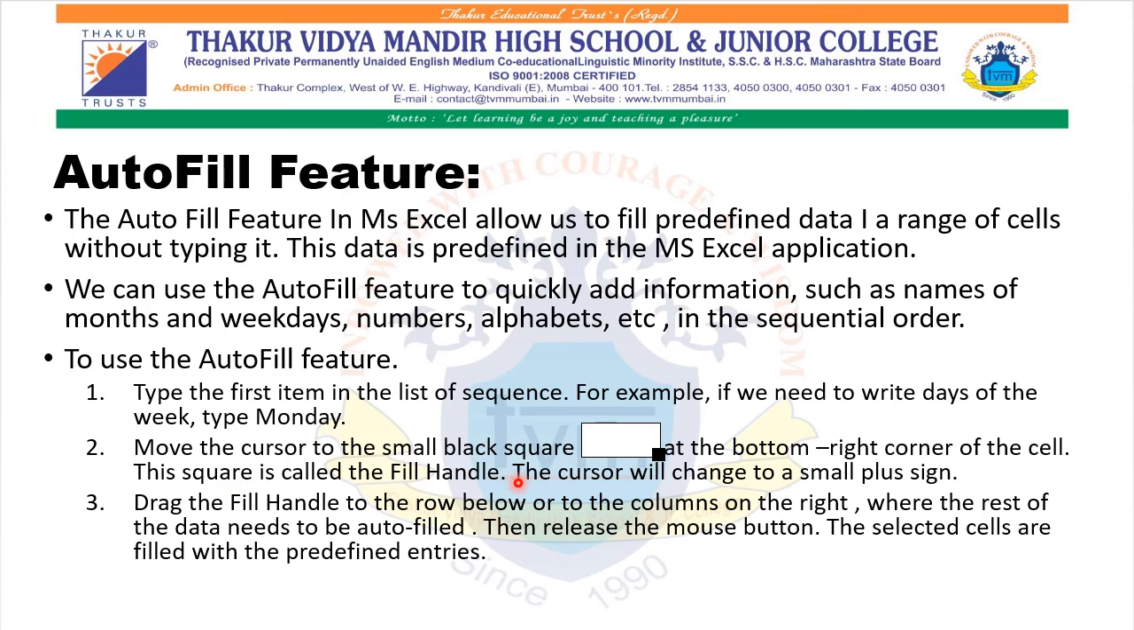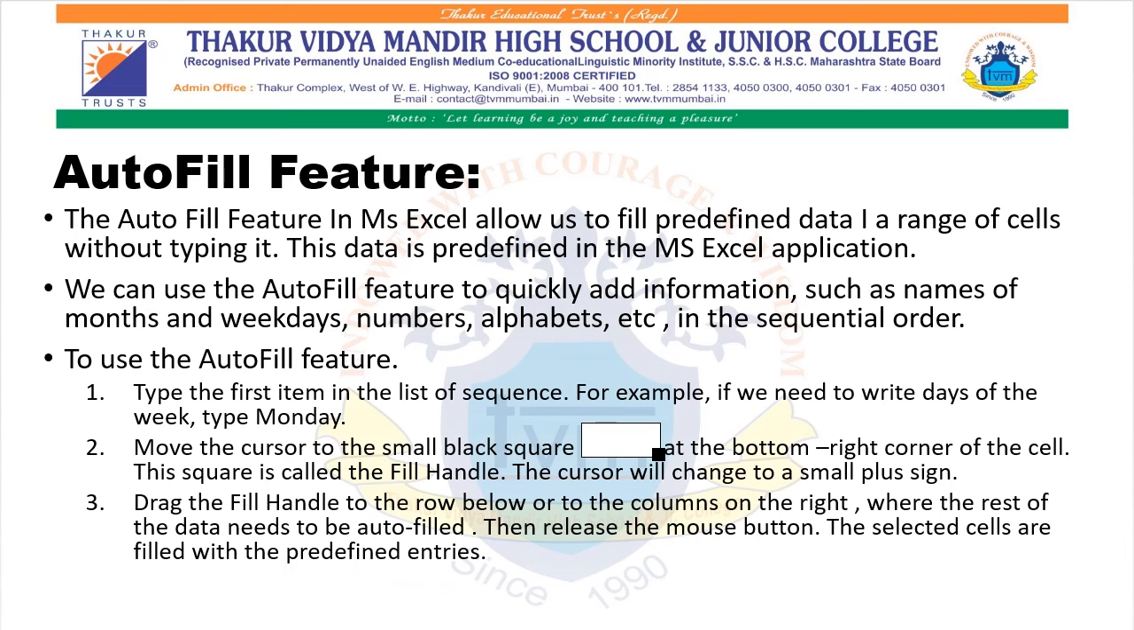Drag that fill handle towards the rows below, meaning from that particular cell, if you want to fill the data below Monday, or you want to fill the entire week towards the right side of the cell, you can decide. You can either drag below the rows or drag to the columns on the right, to where the rest of the data needs to be filled, then release your mouse button. The selected cells will be filled with predefined data.